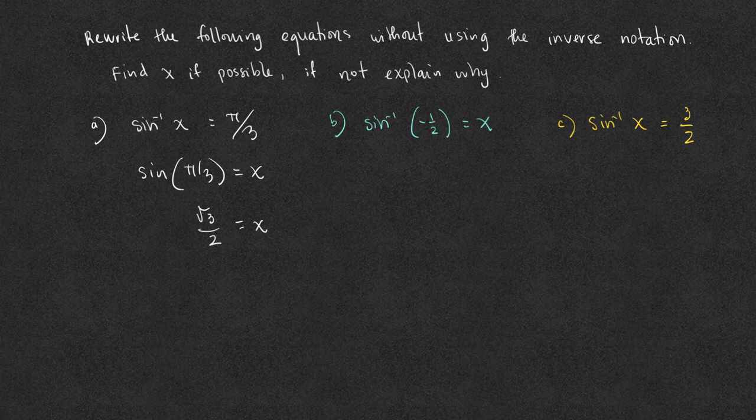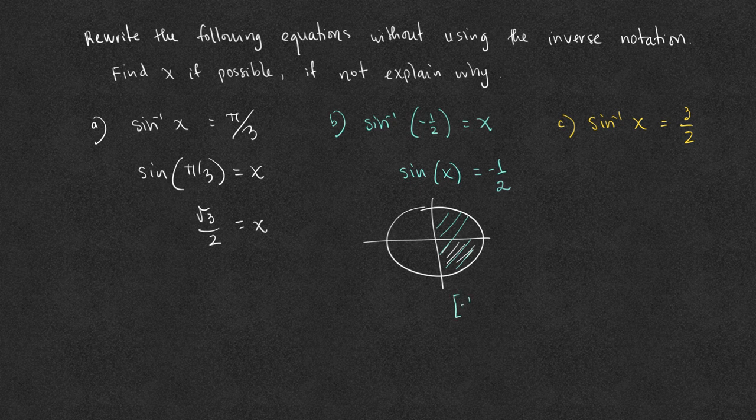For the second part, similar to the first part, we have sine of x equals negative 1/2. We're looking for an angle x such that sine of that angle is negative 1/2. This is an angle in the fourth quadrant only because sine inverse is only restricted to the first and the fourth quadrant. Specifically, this angle needs to be from negative pi over 2 to 0.